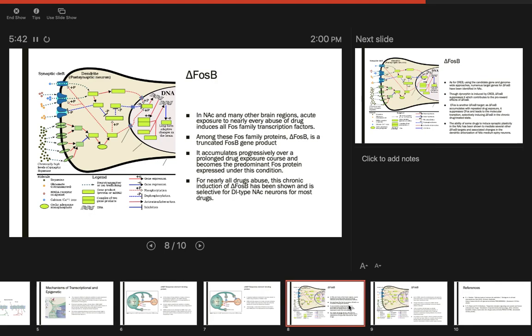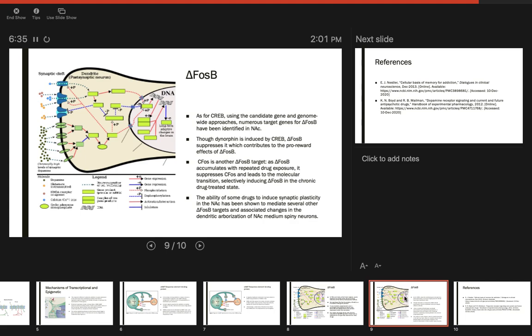Next slide. Delta FOSB. In the NAc and many other brain regions, acute exposure to nearly every drug of abuse induces all FOS family transcription factors. Among these FOS family proteins, delta FOSB is a truncated FOSB gene product. It accumulates progressively over a prolonged drug exposure course and becomes the predominant FOS protein expressed under this condition. For nearly all drugs of abuse, this chronic induction of delta FOSB has been shown, and is selective for D1-type NAc neurons for most drugs.